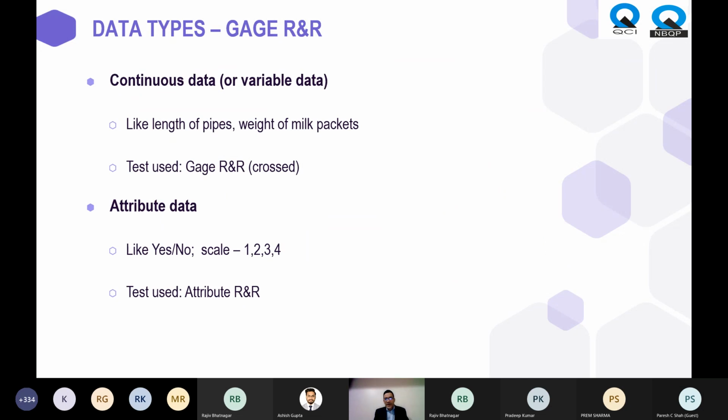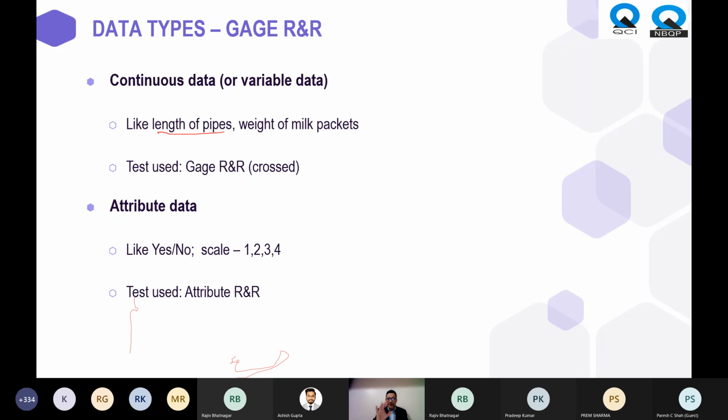So whenever we do MSA, we have different types of data. One is continuous, which we also call variable data, and another is attribute data. Continuous data is that which I talked about, where values come like 10, 10.1. In this example, if I say length of the pipe, it can have different readings. If I am a pipe manufacturer, it could be 500 meter, and if I start measuring, it could be 500.1, it could be 500.5. So these are my continuous data. Continuous data can hold any value.